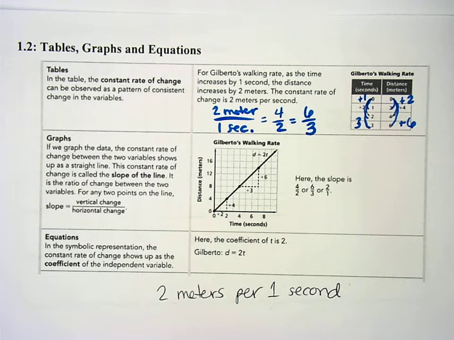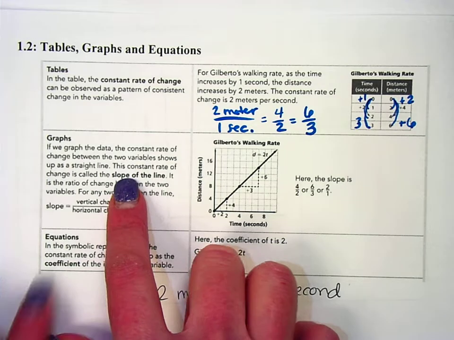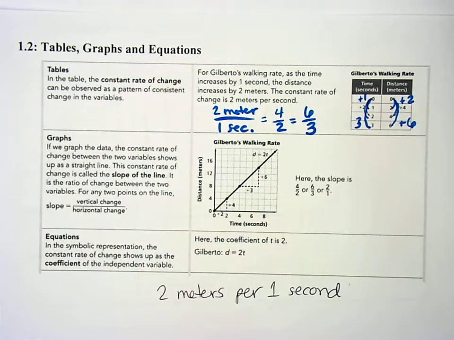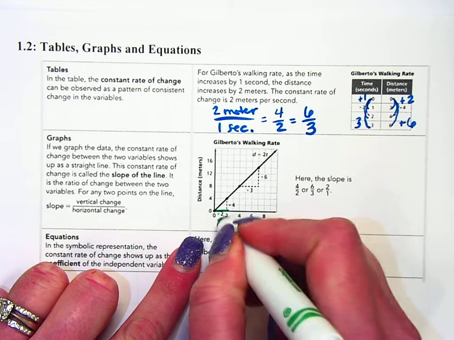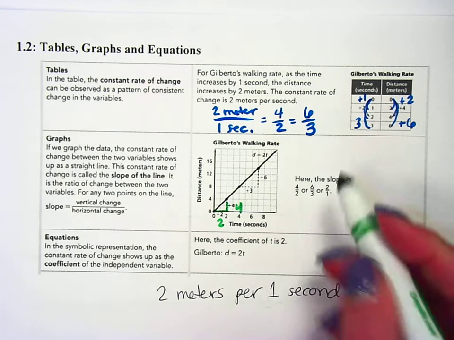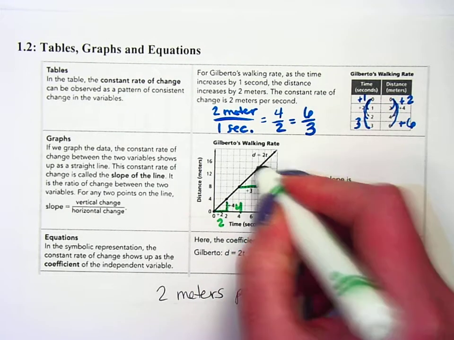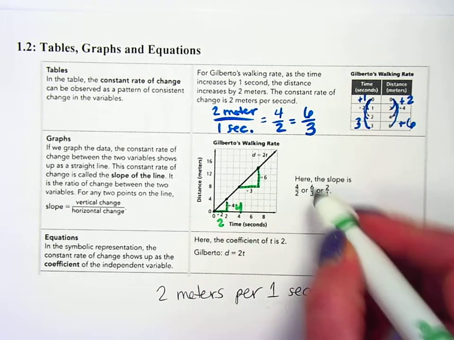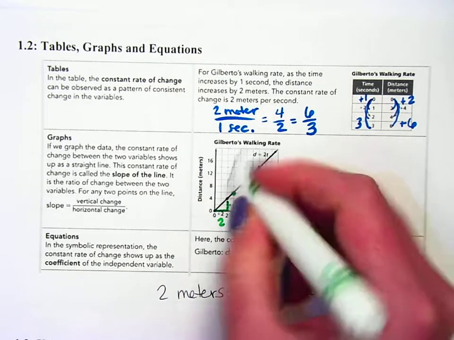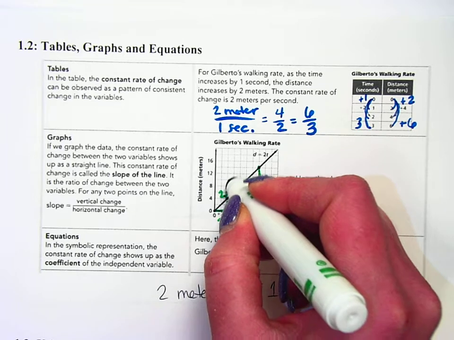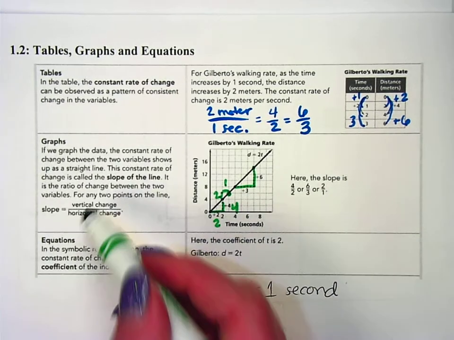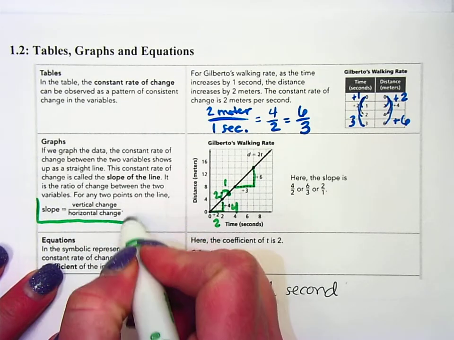Okay. In a graph, we call that our slope here, and it's the vertical change to the horizontal change. So in their picture, they've highlighted for you after 2 seconds, he went 4 meters. That's right here. Or after 3 seconds, he's gone 6 meters. Or from here, 2 to 1, let's go from this point to this point. After 2 meters, it's been 1 second.